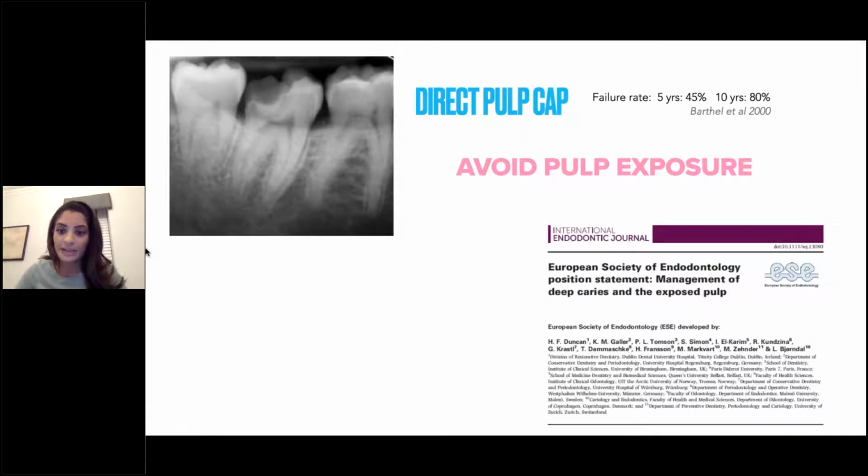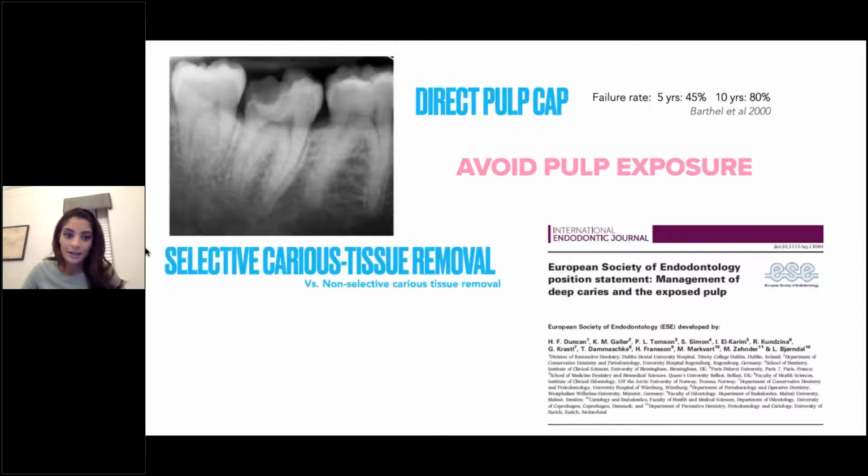This is a really good position statement from the ESC that talked about the management of deep caries in the exposed pulp, and it combines the literature that's there and gives recommendations. In brief, it talks about selective carious tissue removal. What this means is that instead of non-selective carious tissue removal, where we remove everything, in this case we're actually choosing where to remove the caries. We remove it in the peripheral aspect of the tooth, especially where the CEJ is, along the margins of our restoration. But we might want to leave slightly softer or firm dentine over the pulp.